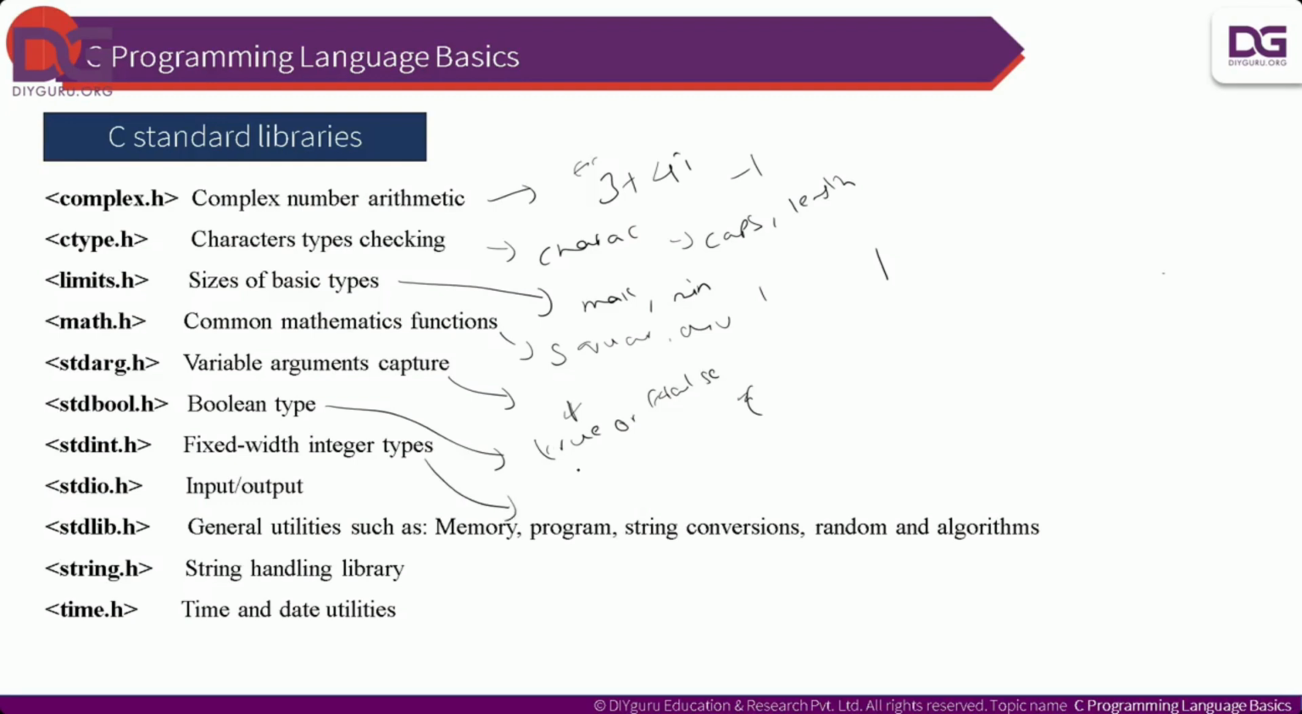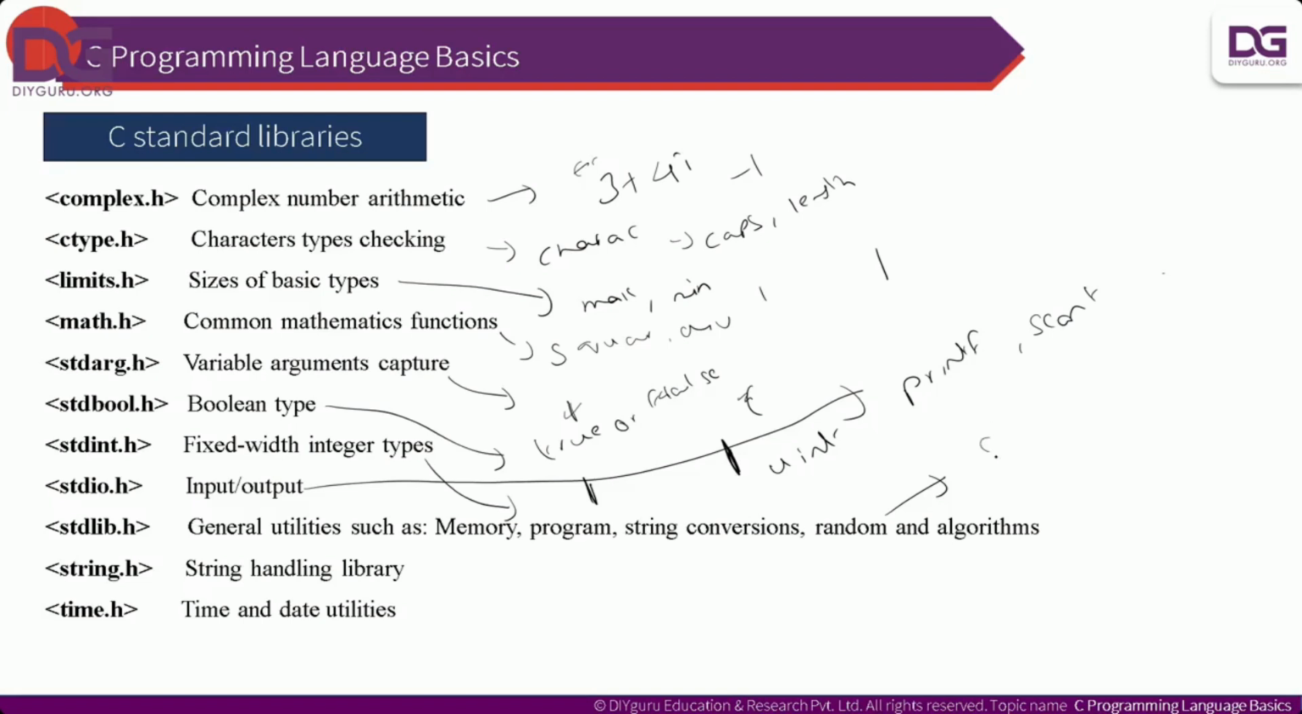Then next is stdint.h. This is for fixed-width integers, which means the width should be fixed, like unsigned integers. When we use those, we use stdint. Then stdio.h is for printf and scanf, for input and output operations.